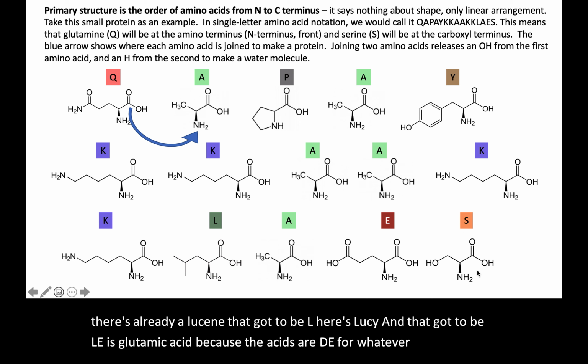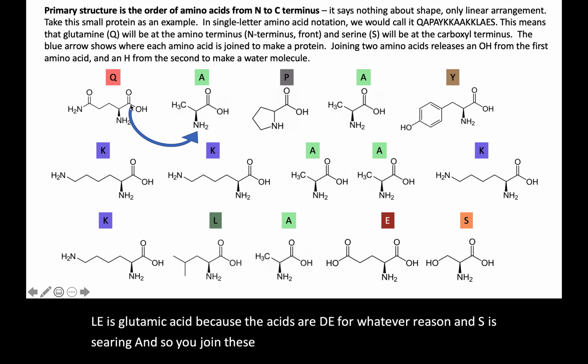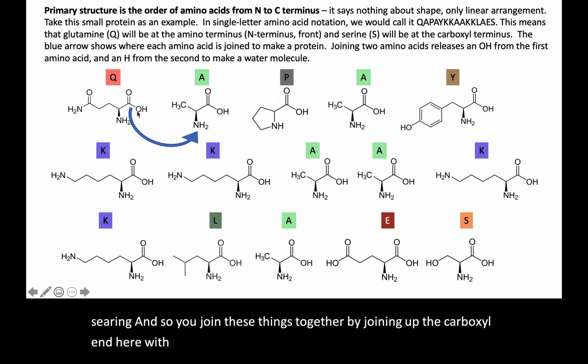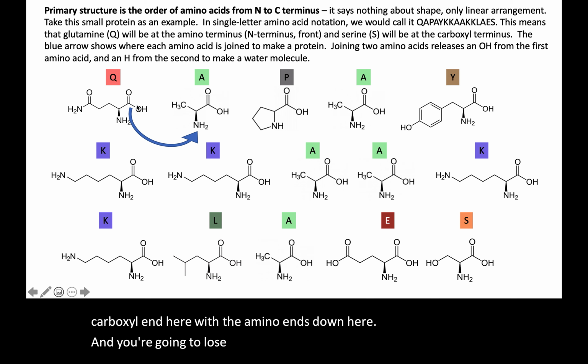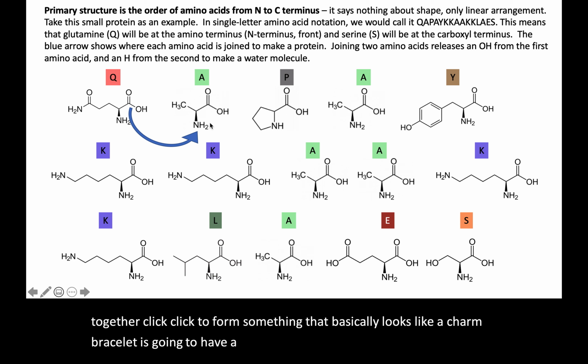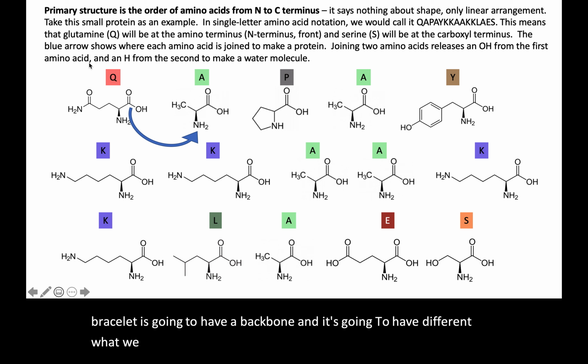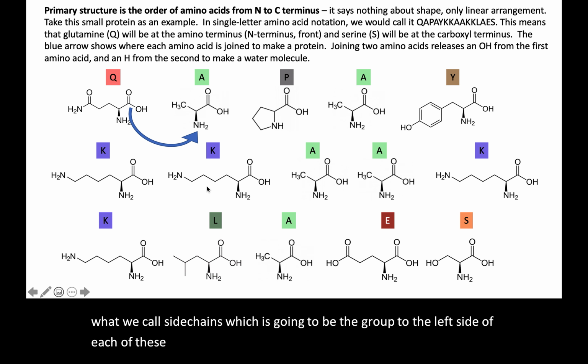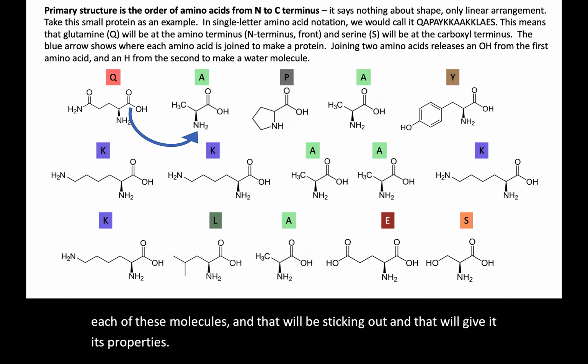E is glutamic acid, because the acids are D and E for whatever reason. And S is serine. And so you join these things together by joining up the carboxyl end here with the amino ends down here. And you're going to lose that OH and this H, and boom, those are going to click together, click, click, click, click, click, to form something that basically looks like a charm bracelet. It's going to have a backbone, and it's going to have different, what we call side chains, which is going to be the group to the left side of each of these molecules, and that'll be sticking out, and that'll give it its properties.